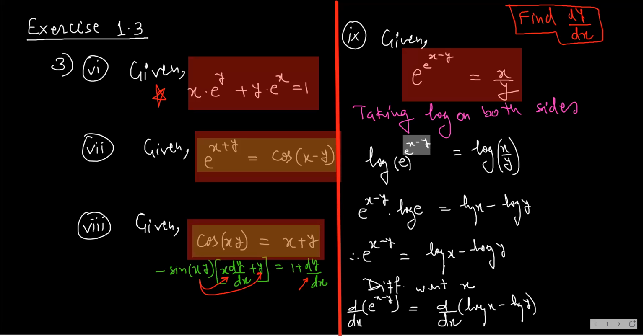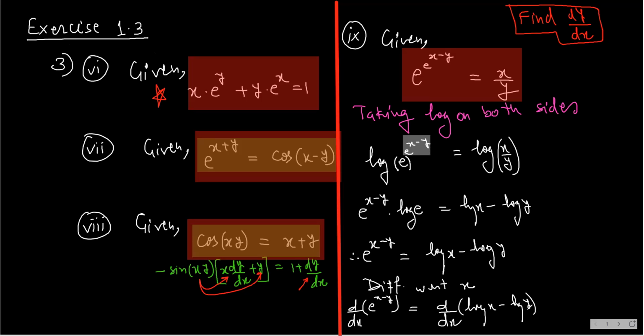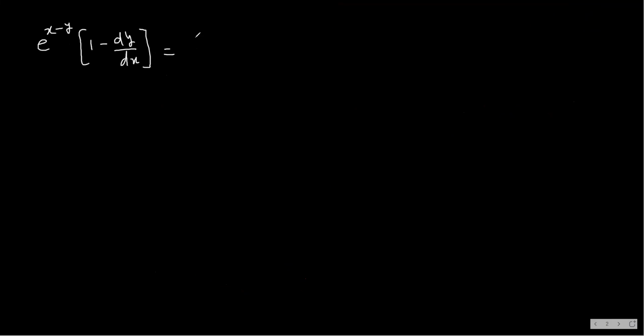Now you know what kind of function this is. This is e raised to x minus y, so it is e raised to f of x function. Here the derivative will be e raised to f of x into derivative of f of x. That is e raised to x minus y into derivative of x minus y, which is 1 minus dy by dx, equals to, on the other side, d by dx of log x minus d by dx of log y. So d by dx of log x is 1 upon x, and d by dx of log y is 1 upon y into d by dx of y.